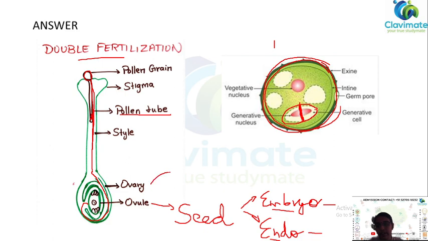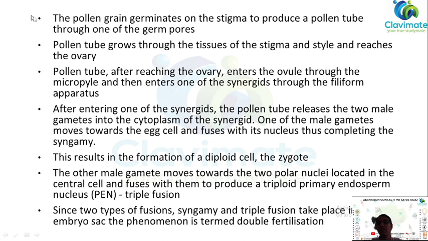Fruit comes from the ovary, so the ovary develops into fruit. This is double fertilization. What I have explained is in these points, and we see that the endosperm is also called the primary endosperm nucleus. After it fuses, it is a triploid, so it is called the primary endosperm nucleus.